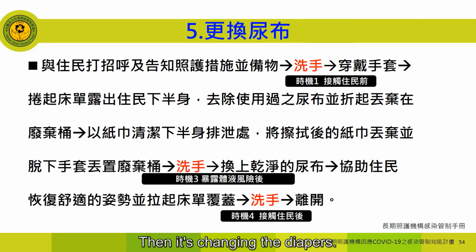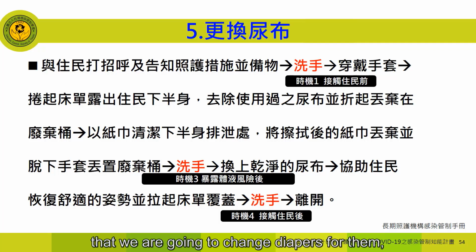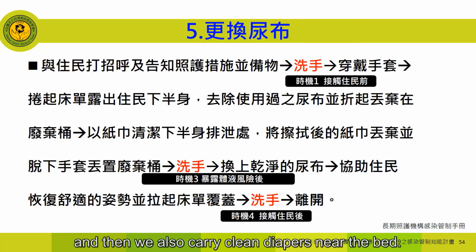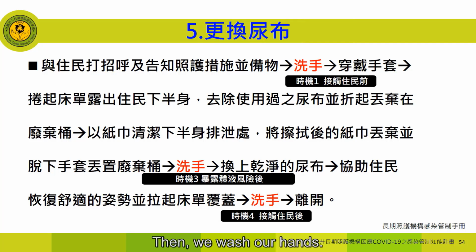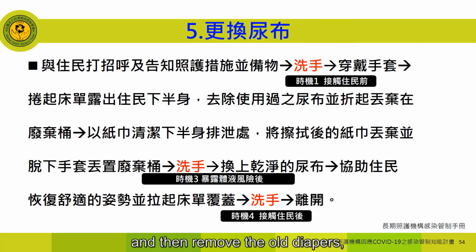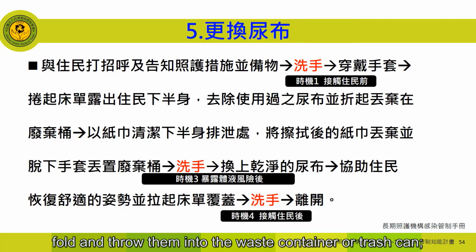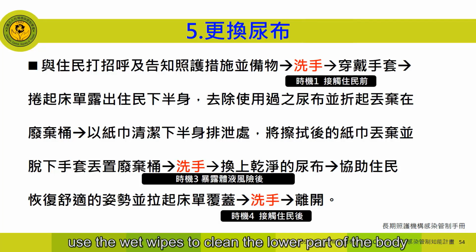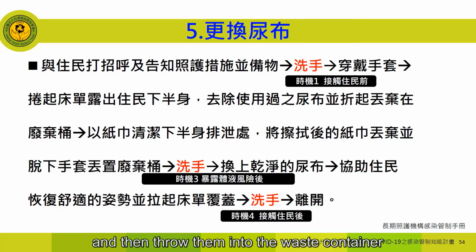Then it's changing the diapers. As usual, we shall greet the residents that we're going to change diapers for them. And then we also carry clean diapers near the bed. Then we wash our hands. This is moment 1 before touching a resident. After that, we put on the gloves, roll up the quilt to expose the lower part of the body, and then remove the old diapers. Fold and throw them into the waste container or trash can. Use the wet wipes to clean the lower part of the body, and then throw them into the waste container or trash can along with the gloves.